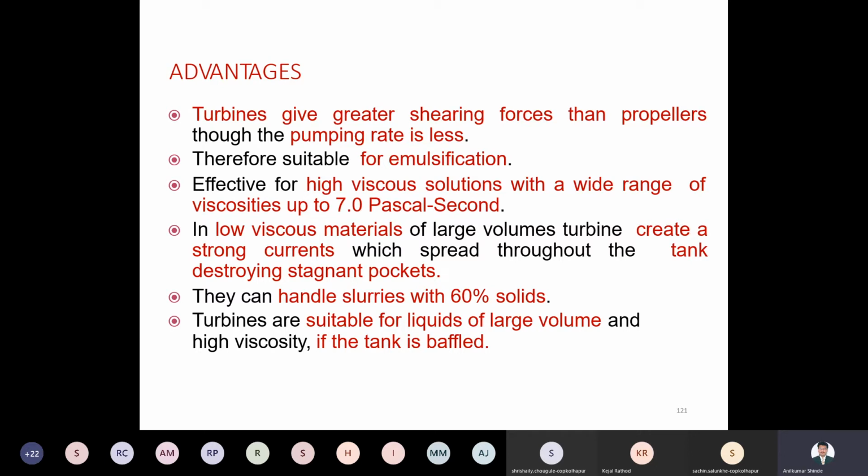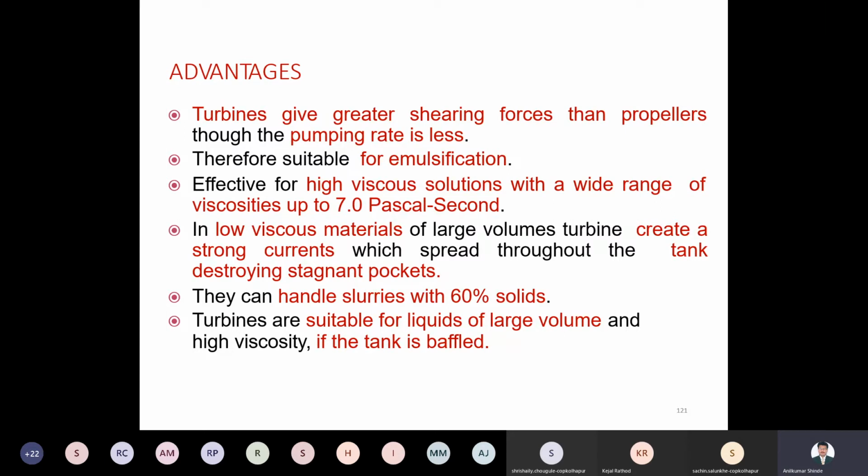For low viscous material in large volume, the turbine creates a strong current that spreads throughout, destroying the stagnant pockets. So what will happen if I use a turbine mixer for low viscous material, right? It creates a strong current, and with that current, some of the baffles may be destroyed, or maybe the walls. Some of the packets inside the vessel can also be destroyed, because only proper viscous material should be used for mixing with the help of the turbine mixer, right?